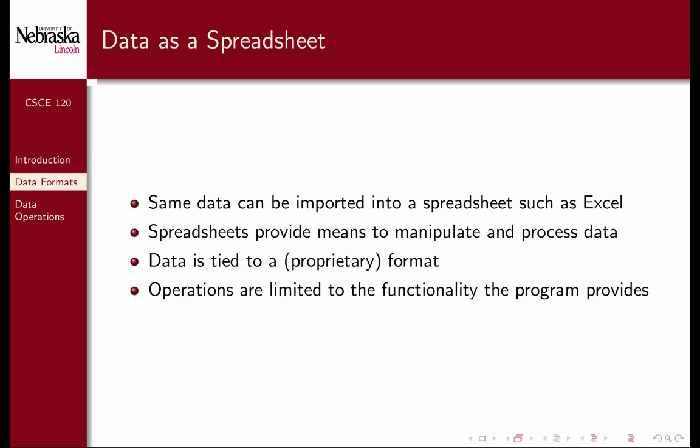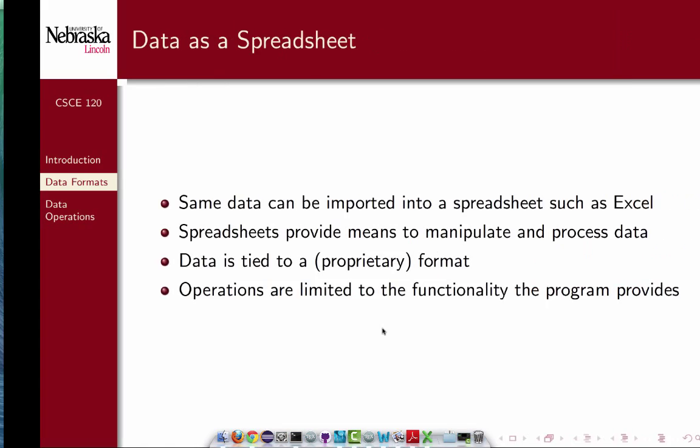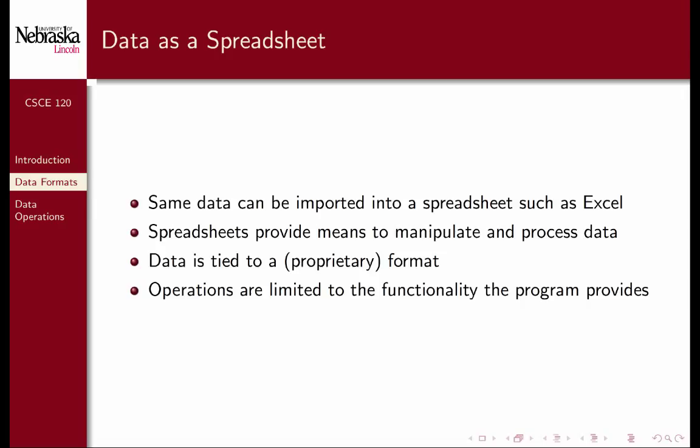You could represent the same data using a spreadsheet, such as Excel. For example, here's the same data represented in Excel. Spreadsheets provide a means to manipulate and process data that we didn't have before. Unfortunately, the data is tied to a proprietary format. The Excel file would only be able to be opened in Excel or a program that understood that format. Also, the operations are limited to the functionality that the program provides.